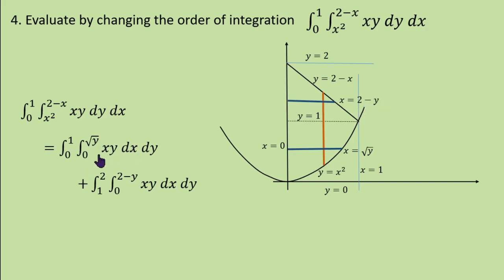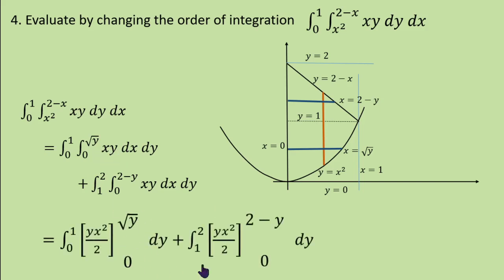And the integral of xy with respect to x is y into x square by 2. In the first integral, the upper limit is root y, lower limit is 0. In the second one, the upper limit is 2 minus y, lower limit is 0. Applying the upper limit, root y whole square is y, so y into y is y square by 2, lower limit 0. So y square by 2 is integrated with respect to y from 0 to 1.